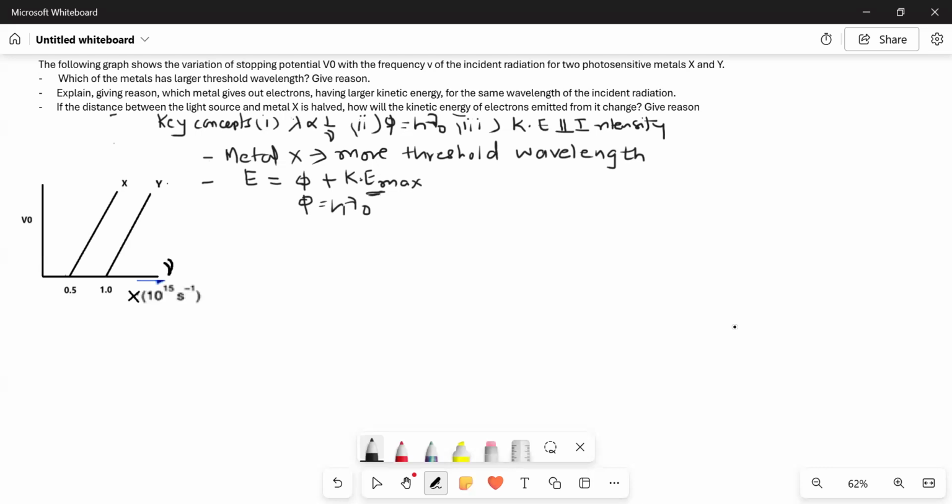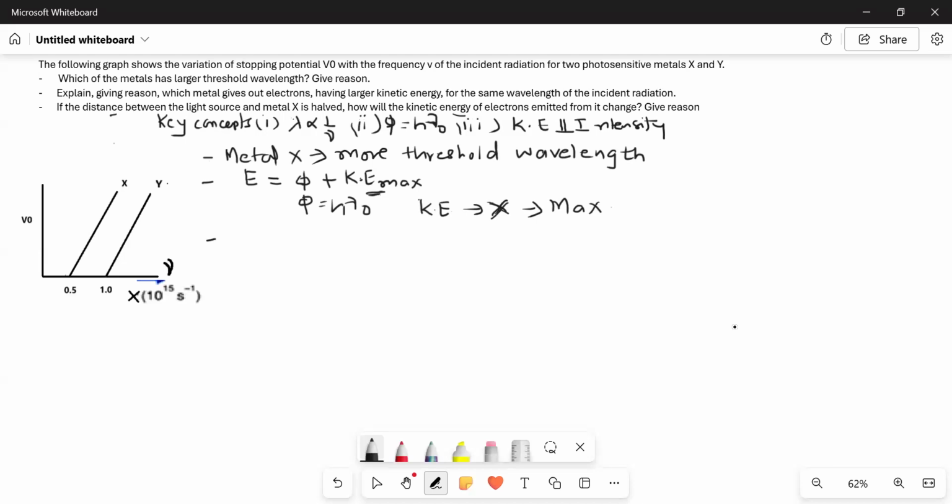So when the work function of metal X is less, the electrons which will be emitted from metal X will have maximum value, or the electrons emitted by metal X will be having maximum energy.